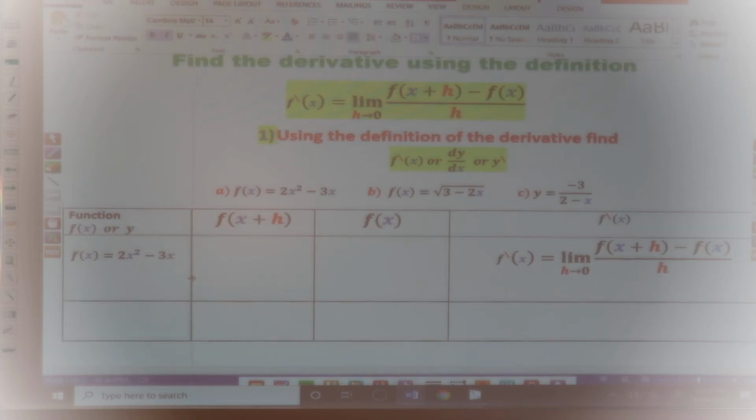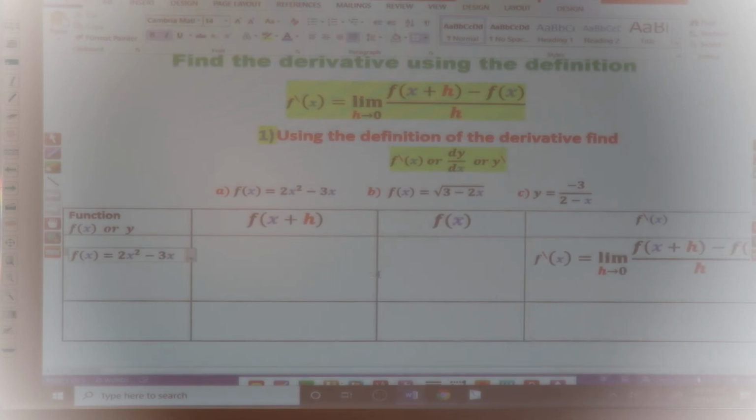What I have to do here. Look what I'm going to do. Leave this alone, I'm going to come back to this. I'm going to find now, this guy, f of x plus h.